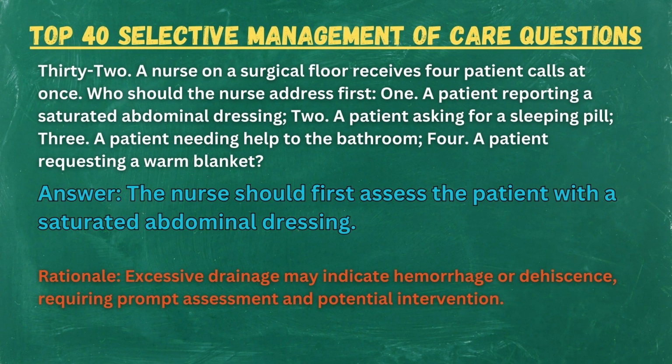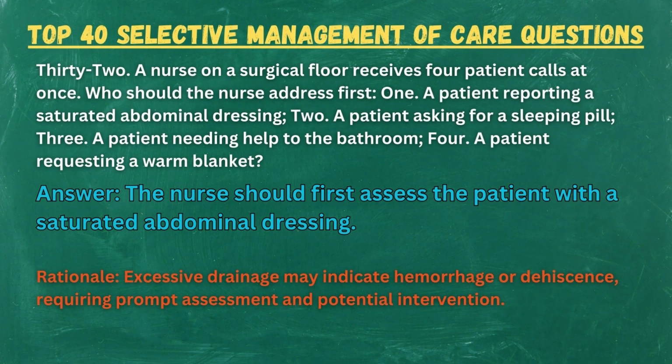32. A nurse on a surgical floor receives 4 patient calls at once. Who should the nurse address first? 1. A patient reporting a saturated abdominal dressing. 2. A patient asking for a sleeping pill. 3. A patient needing help to the bathroom. 4. A patient requesting a warm blanket? Answer: the nurse should first assess the patient with a saturated abdominal dressing. Rationale: excessive drainage may indicate hemorrhage or dehiscence, requiring prompt assessment and potential intervention.